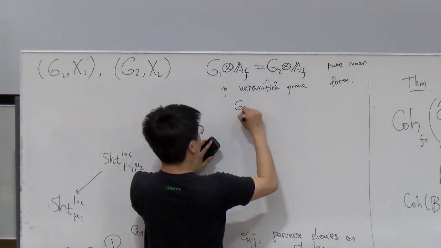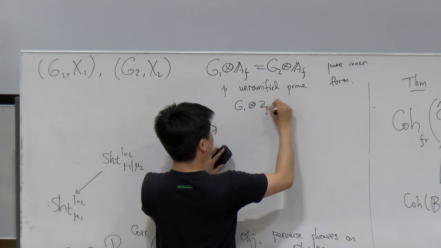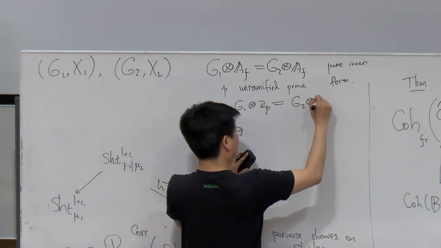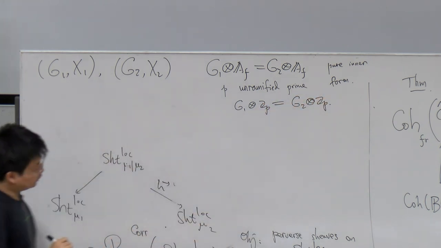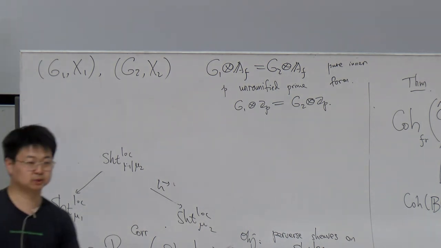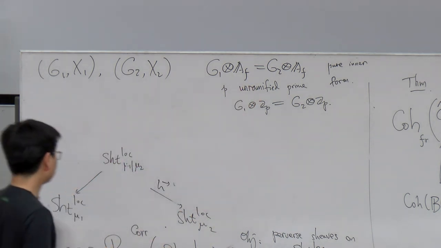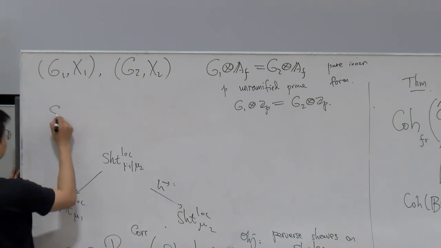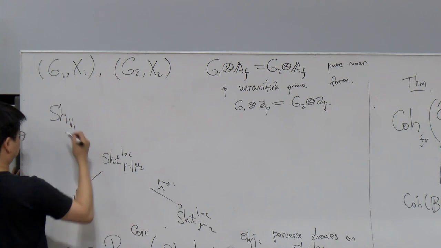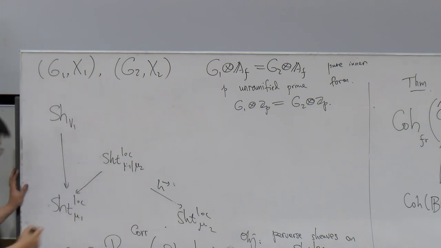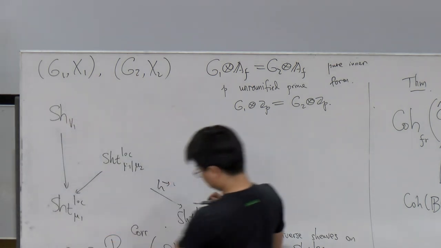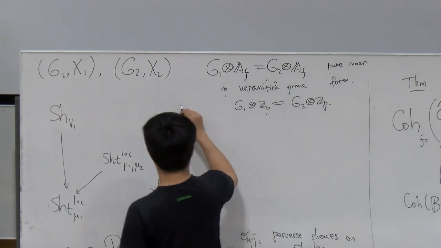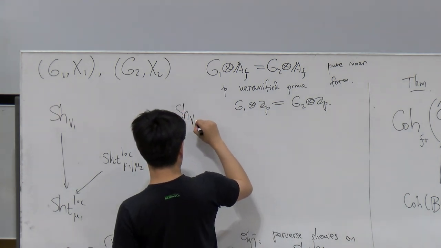So in particular, you get integral models of these two reductive groups over Z_p, and they're isomorphic. So then, using this procedure, there's a natural map from the moduli of Shimura varieties for the first Shimura data to the stack of local Shtukas. I have something here, similarly.